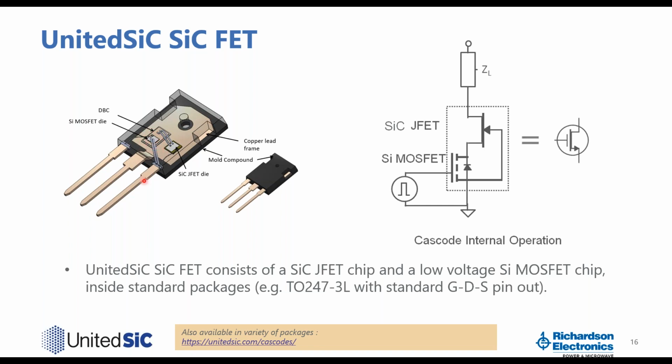The 2 chips are connected in a cascode fashion, where you have the JFET source connected to the drain of the silicon MOSFET. These two work together, and from the outside, it works as a normally off FET with the standard pinout GDS. This is just an example of the TO247 3D package. At UnitedSiC, we also offer a variety of packages, and you can visit this link here to see all the packages we have to offer.